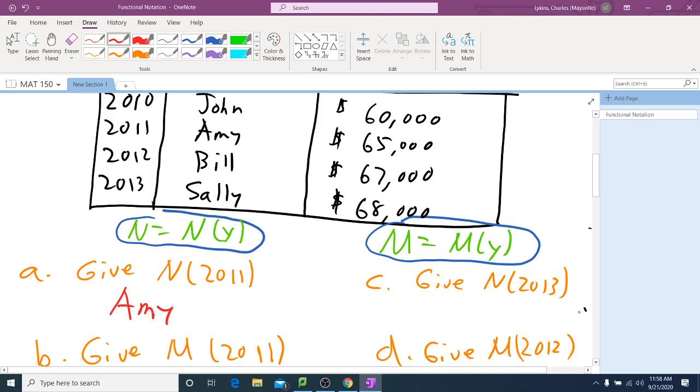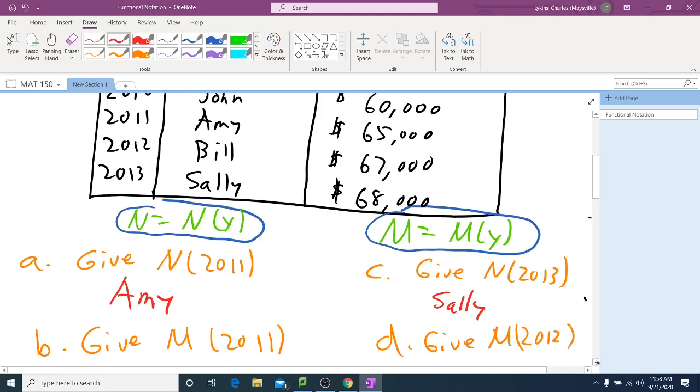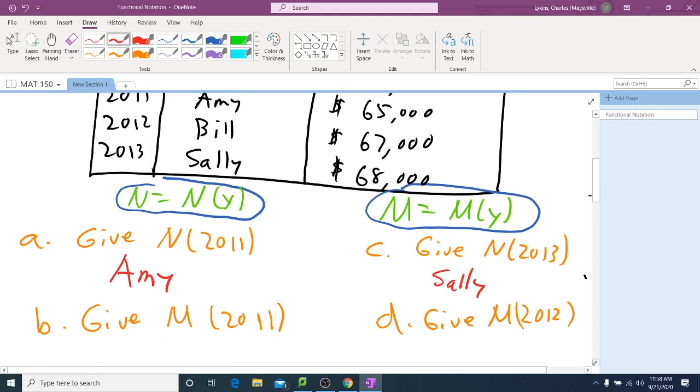Okay? Now, in 2013, I'm looking at the same thing. I'm skipping over B right now, but if you look at N, in 2013, the name is Sally. Okay, give the money amount in 2011. Well, 2011 was Amy at $65,000. And the money amount in 2012 was Bill at $67,000. Now notice in this, I'm not doing any calculation. I'm just reading it from the chart.